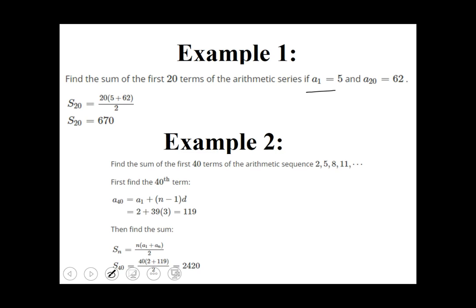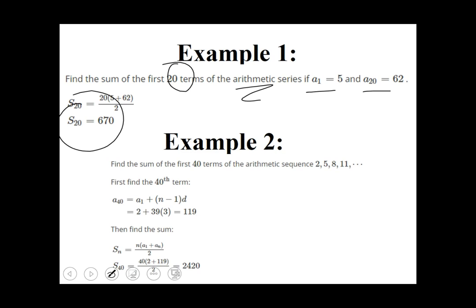They give you the first term, they give you the 20th term, and they're telling you exactly how many things to add up. Because we know for sure that it's an arithmetic situation, you're finding the sum of the first 20 terms. 20 divided by 2. The first term is 5, the last term is 62. Go ahead and do that multiplication. You get a total sum of 670.